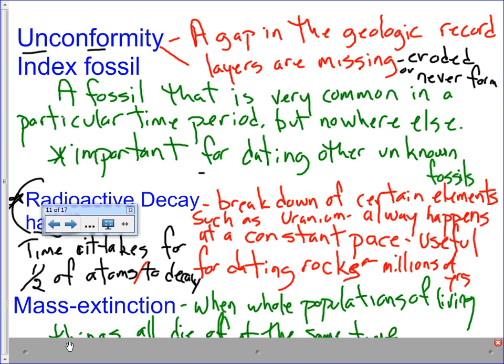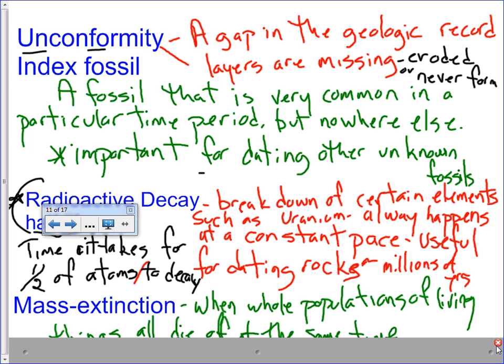Okay, and then mass extinction, again, pretty self-explanatory. Everybody knows about the extinction of the dinosaurs. There have actually been many mass extinctions over the history of the Earth, many of which we'll see as we do our activities over the next couple days. But basically, it's when whole populations of living things die off all at the same time, and that makes a very distinct marker in terms of the time frame. With the dinosaurs, it's pretty clear that an asteroid or meteorite hit the Earth and caused problems. But we see evidence of this throughout history, and we don't always know exactly what happened. All right, any questions?